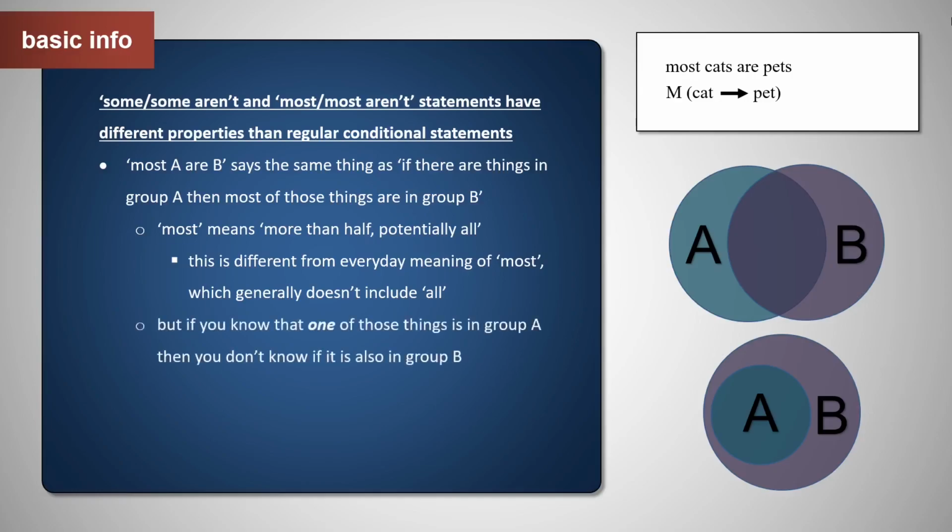Okay, but if you know that one of those things is in group A, you don't know if it's also in group B. So this is the difference between when you say all and none, which is the regular if-then. Here, just because you know that there's a cat out there does not necessarily mean it's a pet. So just because you know that it's part of the group of A does not necessarily mean that it's in B. And if something is not in group B, then you can't say that it's not in group A. So if something is not in group B, it may be in group A or it may not be in group A.